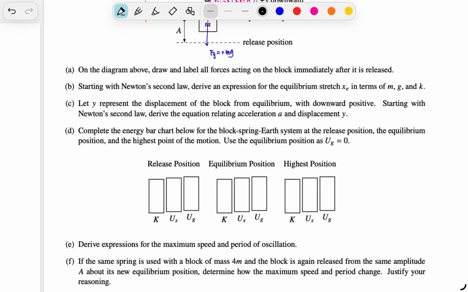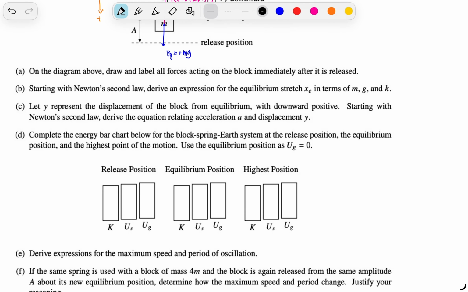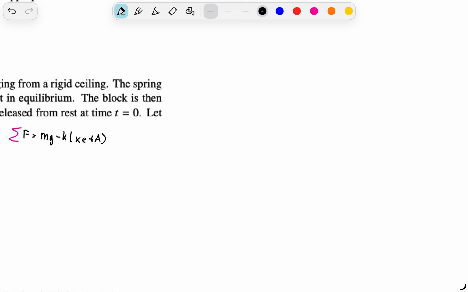Now, for part B, we're asked, using Newton's second law, derive an expression for the equilibrium stretch xe in terms of mg and k. If you are at equilibrium, that means that you currently have 0 acceleration, because acceleration always points back towards the equilibrium. However, if you're already at your equilibrium, then your acceleration doesn't have to point back towards equilibrium. So we can use Newton's second law, F is equal to ma, and our downward direction was positive, so we have a positive mg, and we have a negative k xe.